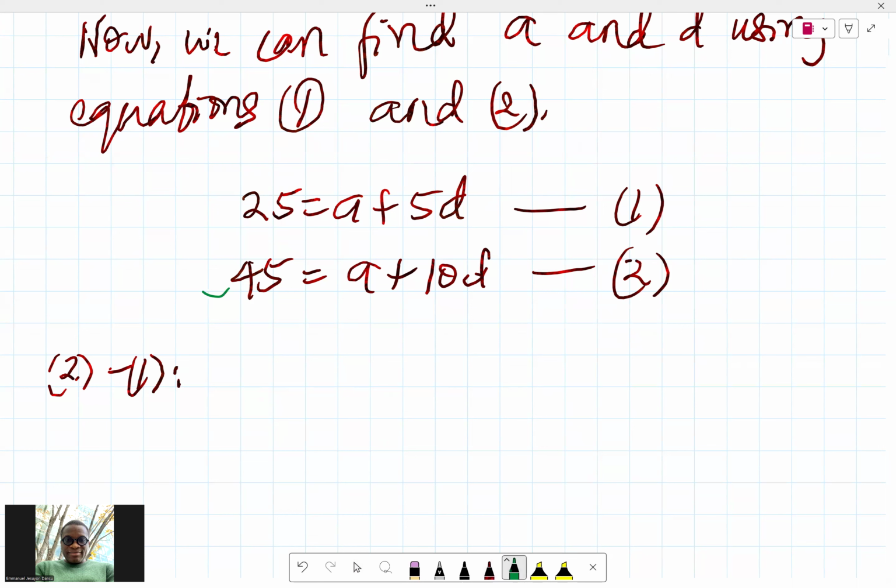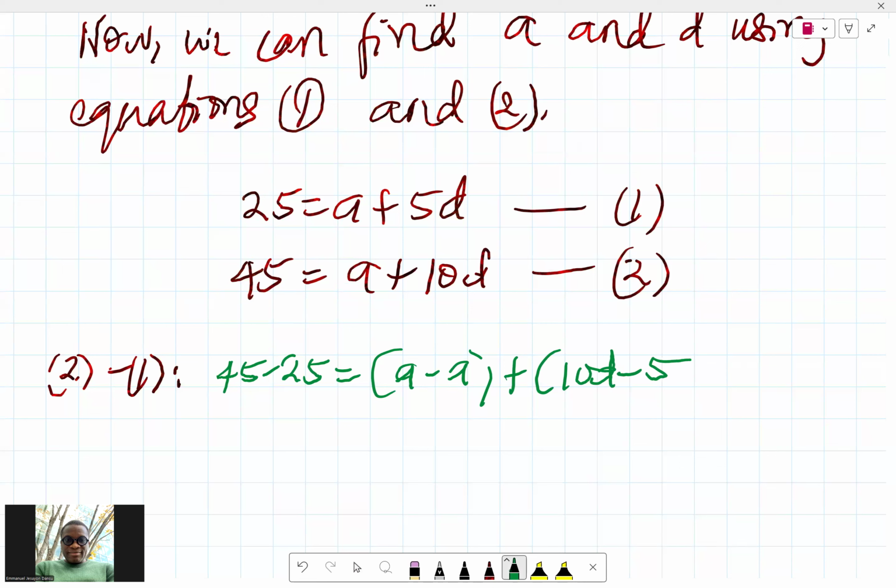So now 45 minus 25, that is 20. A minus A, that is 0. Or I might just want to be explicit. So that means 45 minus 25 equals A minus A, plus 10D minus 5D, okay? So 45 minus 25 is 20. Then A minus A is gone. That's 0. 10D minus 5D is actually 5D.